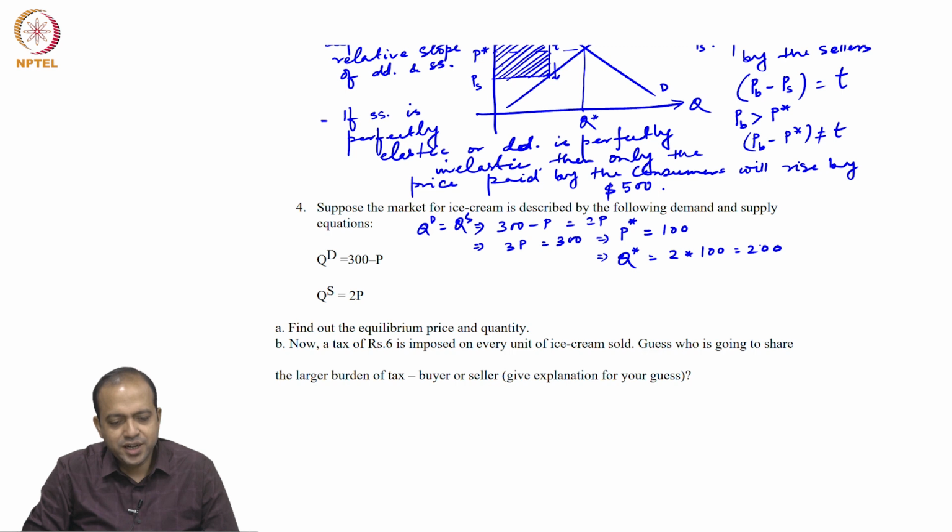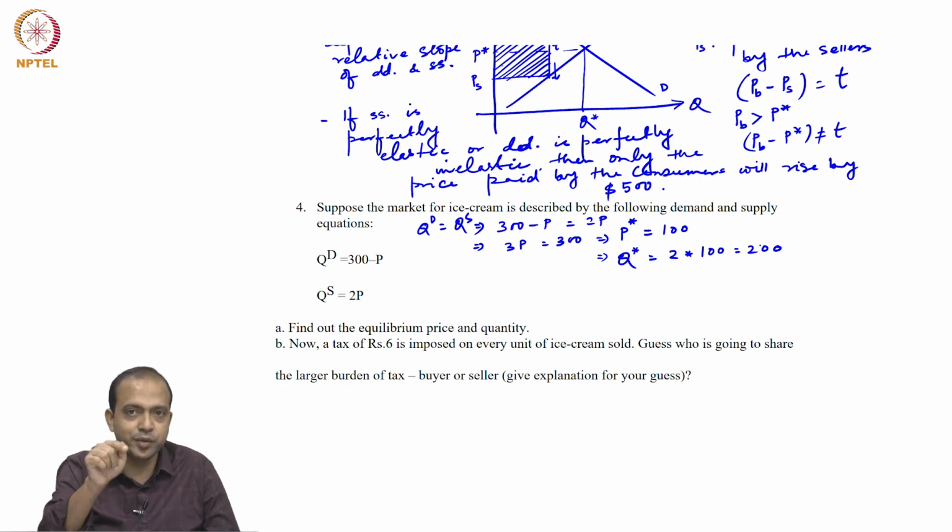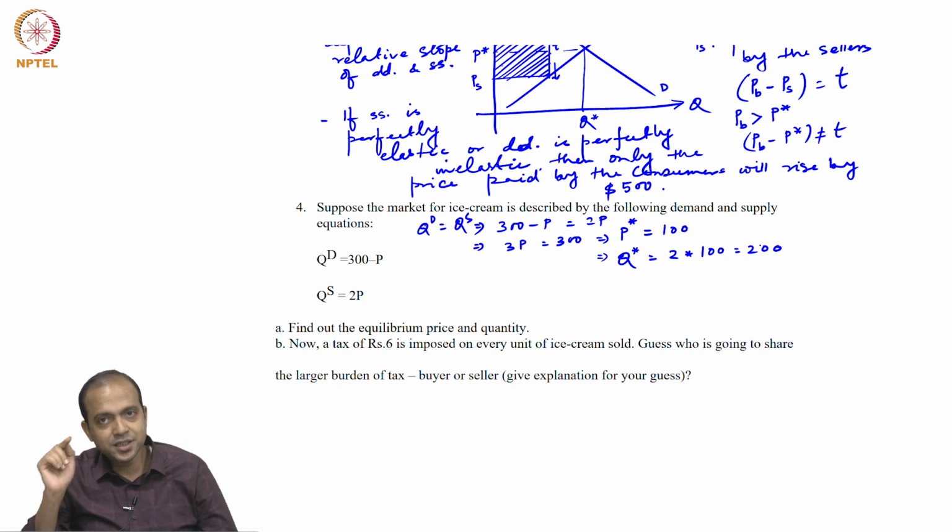Now, a tax of rupees 6 is imposed on every unit of ice cream sold. The question is, who is going to share the larger burden of tax, buyer or the seller? Give explanation for your guess. So, without solving anything, you need to guess who is going to bear the larger burden. What is the theory we just explained? If you recall, we said that incidence of taxation depends on the relative slope of the demand and supply.